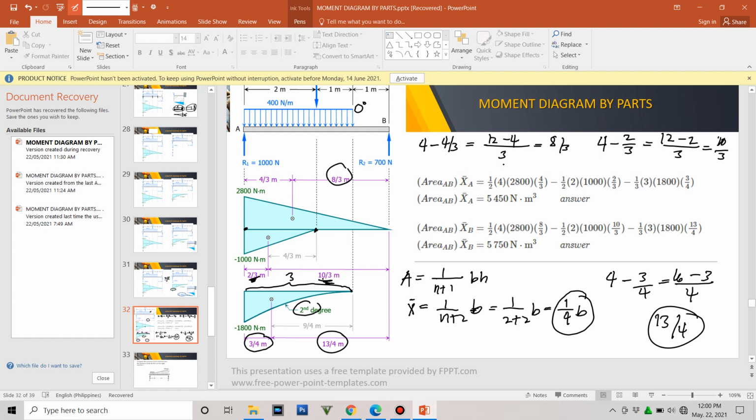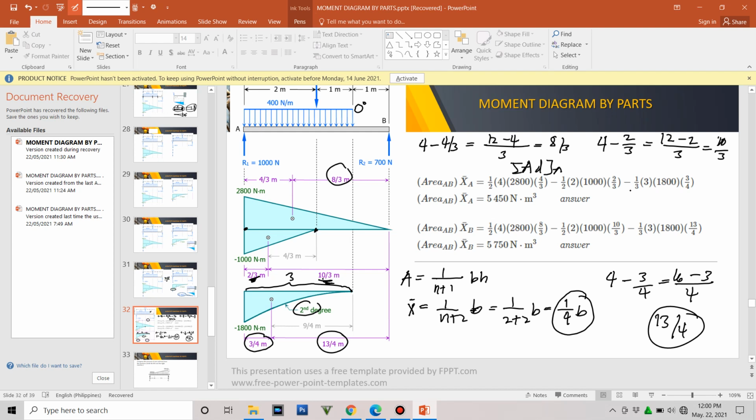So, for A, it is just equal to the summation of area times distances from A. So, moment of area about A, ito yung malaki, 1/2, 4 by 2,800, and then 4/3 is the distance, and then minus this right triangle, 1/2, 2 by 1,000, 2/3 yung distance from A, yun.